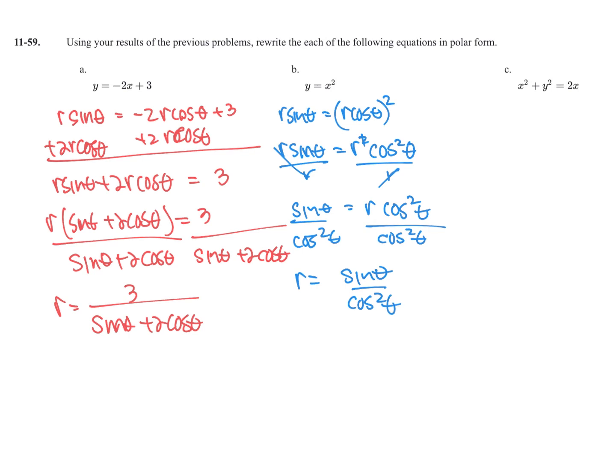All right, and then the last one, I have x squared plus y squared. Well, what's x squared plus y squared? That's r squared equals 2, and then x is r cosine theta. Divide off the r, get rid of one of those r's, so this is gone, this is gone. So r equals 2 cosine theta. And that's it for that one.